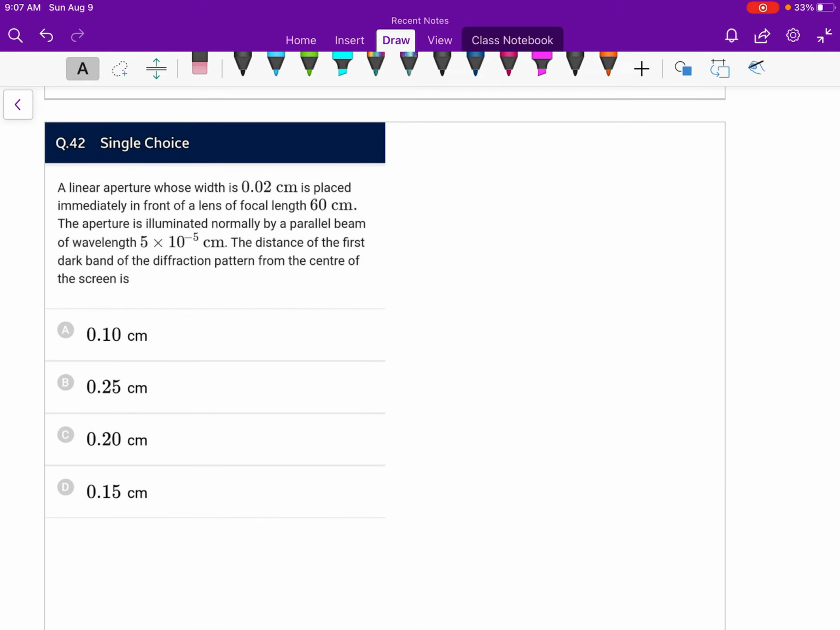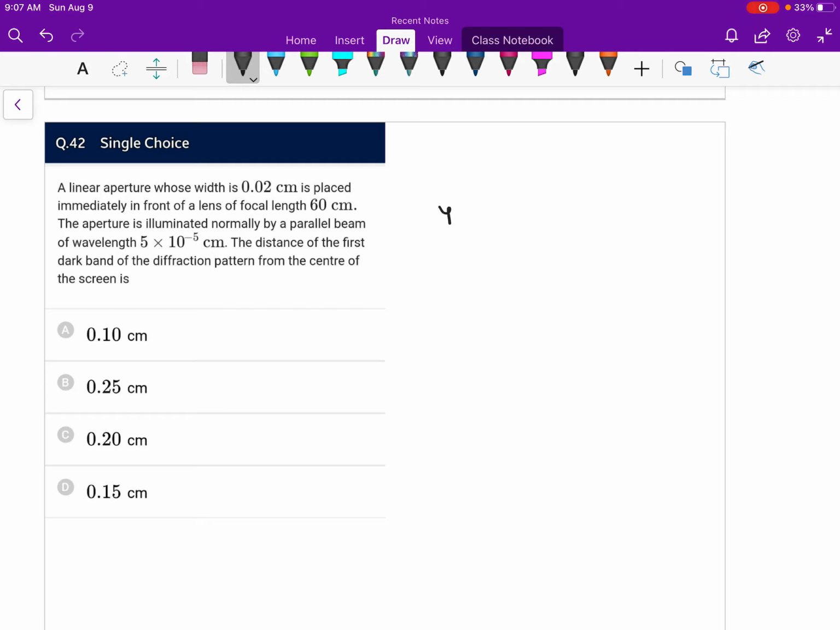A linear aperture whose width is this is placed in front of a lens of focal length this. The aperture is illuminated by a parallel beam of wavelength this, the distance of the first dark band. So as rays are coming parallel on the principal axis, they'll get converged in the focal plane of the lens. Okay, so the screen is at the focal plane of the lens.